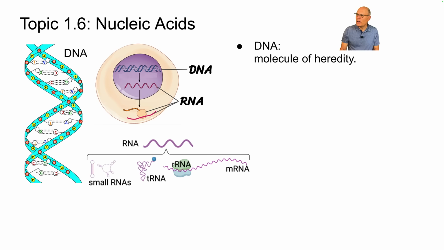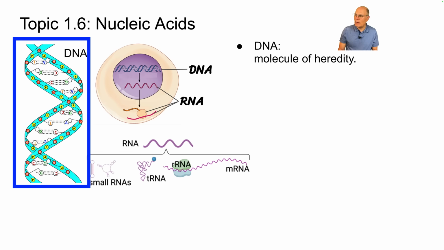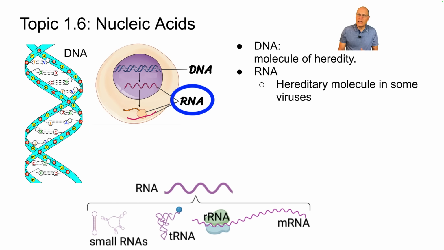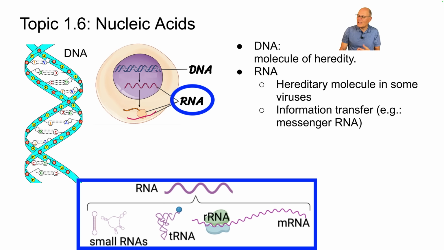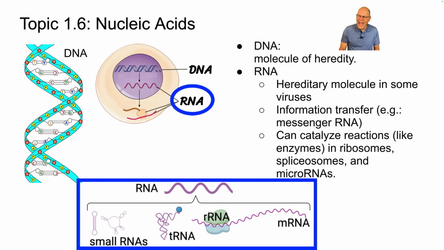Nucleic acids are the molecules of heredity, especially DNA, which plays that role in cells. RNA can be the hereditary material in some viruses, but it's more important as an information transfer molecule, as in messenger RNA. And RNA can catalyze reactions, sort of like enzymes. And you see that in ribosomes, spliceosomes, and microRNAs. And the ability of RNA to do that will come back later when we talk about the origin of life in Unit 7.